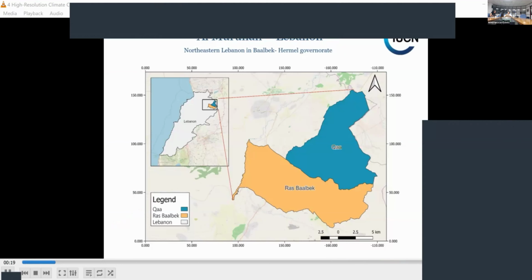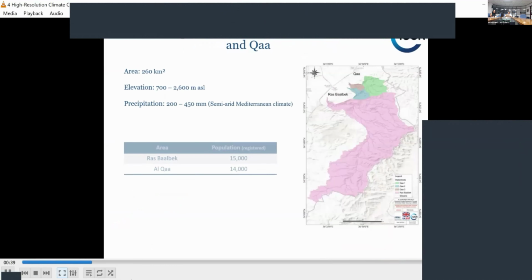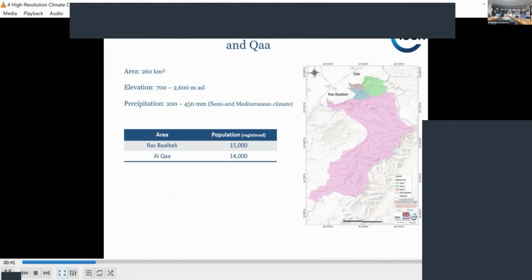The project area in Lebanon is located in the northeastern part of Lebanon, specifically in Baalbek Hermel Governorate. The project area lies within the villages of Ras Baalbek and Qa. Since we are dealing with a water basin, it intersects with the administrative boundaries within the two aforementioned villages. As demonstrated in the presented map, the basin is subdivided into several watersheds. The pink color represents Baalbek watershed, while the other three colors represent Qa watersheds.